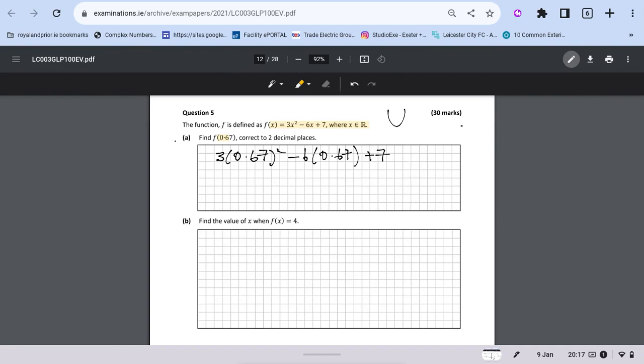You fire that into your calculator, type it as you see it, and practice it, so make sure you can do it. And when you do that, you get 4.33. It says to 2 decimal places.